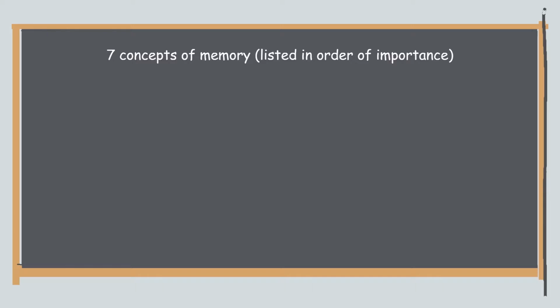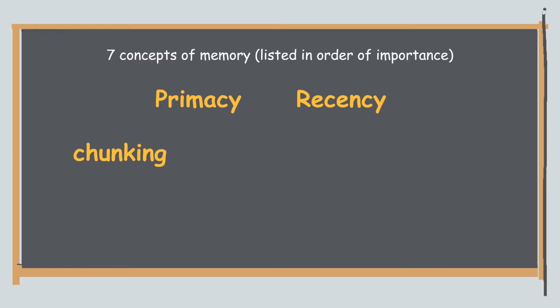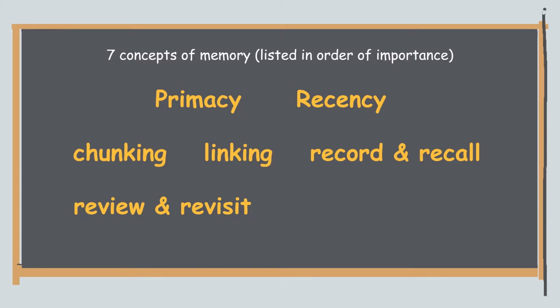Before jumping into Video 102, we'd like to give you a short intro to the 7 concepts of memory. They're listed here in order of importance: primacy, recency, chunking, linking, record and recall, review and revisit, and lastly, outstandingness.